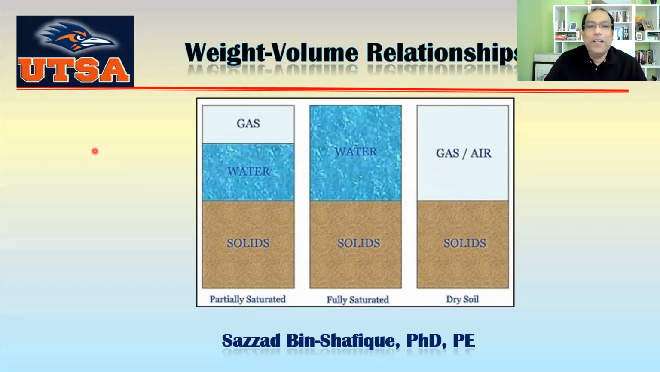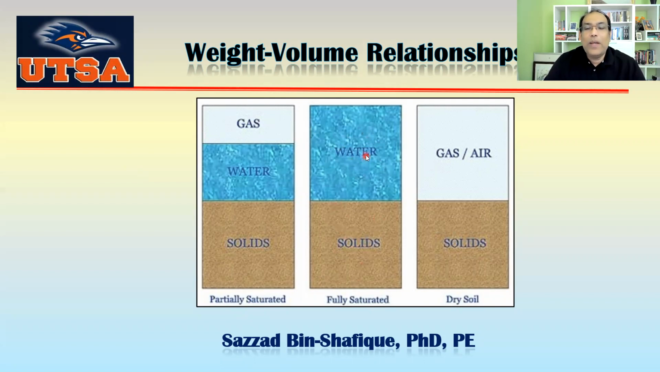So here is the first page for weight volume relationship problems. If we get a partially saturated soil, and most of the time soil is partially saturated, then you see three phases of soil: solids, water, and gas. When the soil is fully saturated, or saturation is equal to 1 or 100%, you can see there is no gas or air present in the soil. All the pores are filled with water, and we call that fully saturated soil.